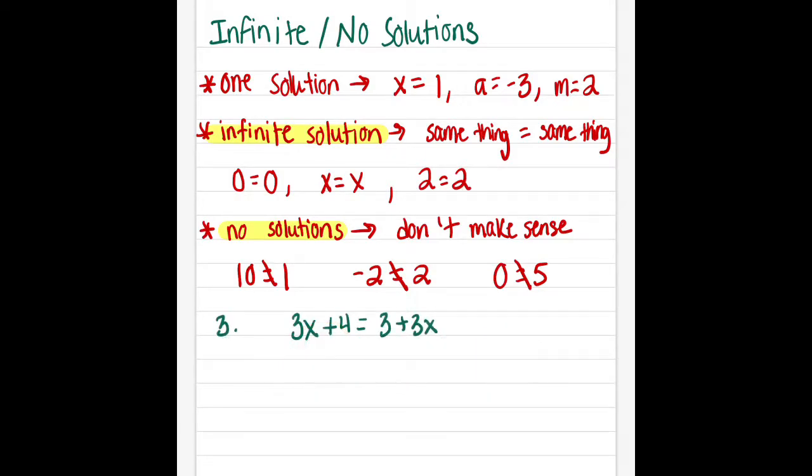Here we have our third example, and luckily we don't have any distribution in this problem, so we can go ahead and start solving by moving our variables to the left and constants to the right. So we want to move this 3x from the right to the left by subtracting, since it's positive. We're going to cross those out since that's the one we want to eliminate.